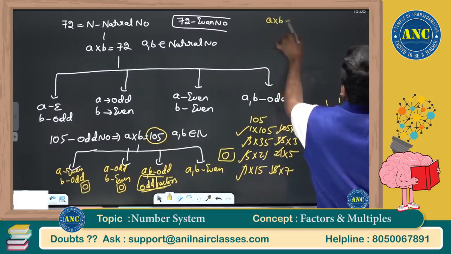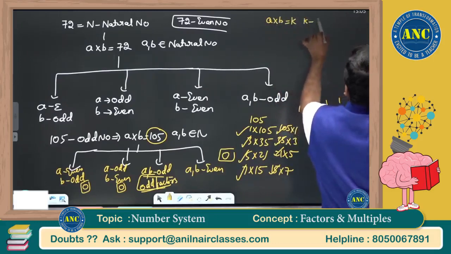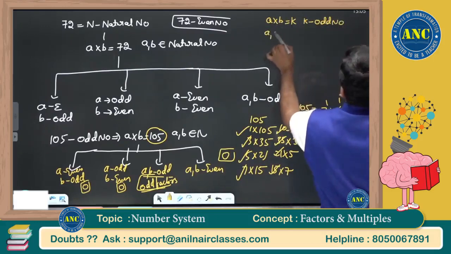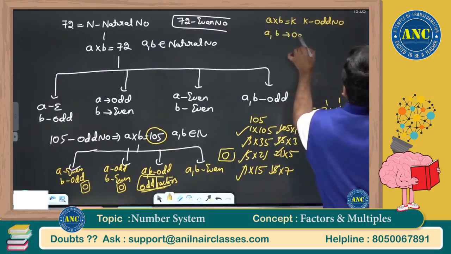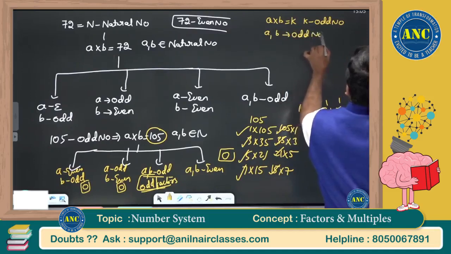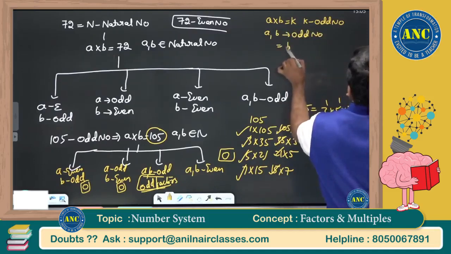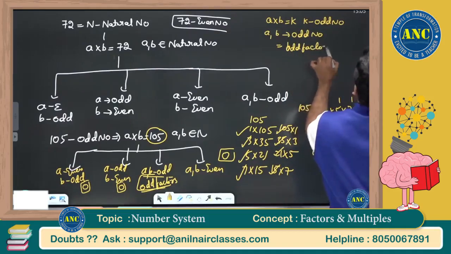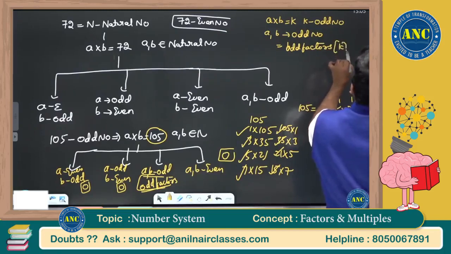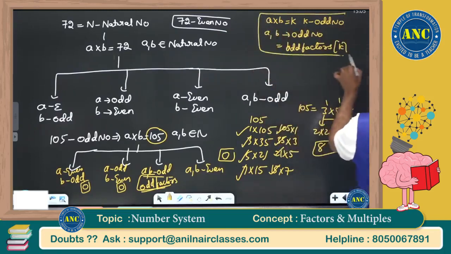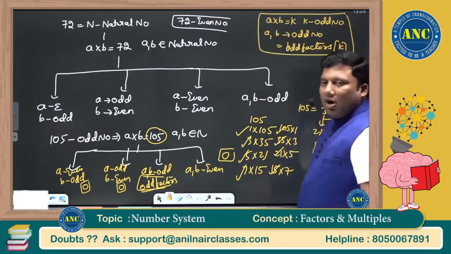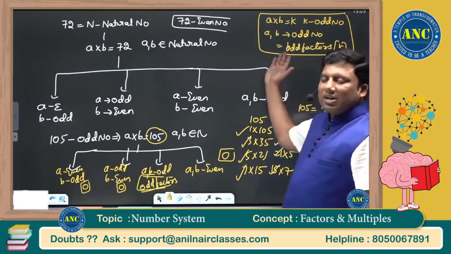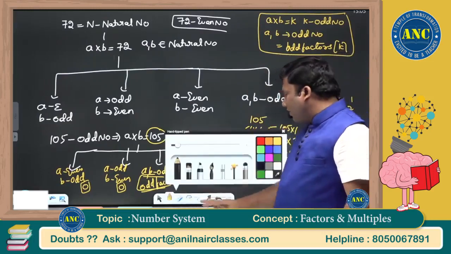A into B equivalent to K. K is an odd number. In how many ways can you write this number as a product of 2 odd numbers? It is nothing but odd factors for K. Please write down this. Odd factors for K. Very, very important key point. Anyway, the number of factors will be equivalent to the total number of odd factors.